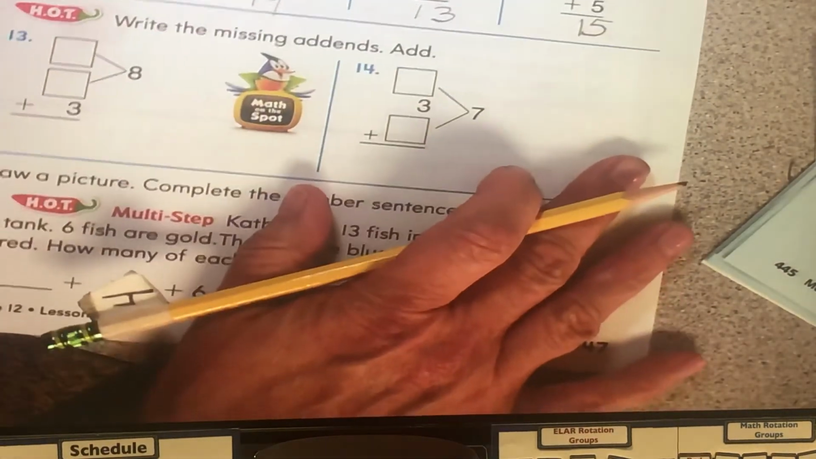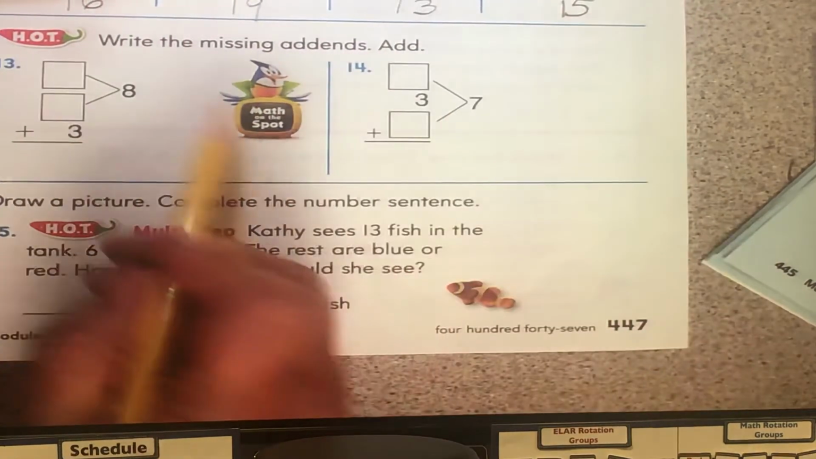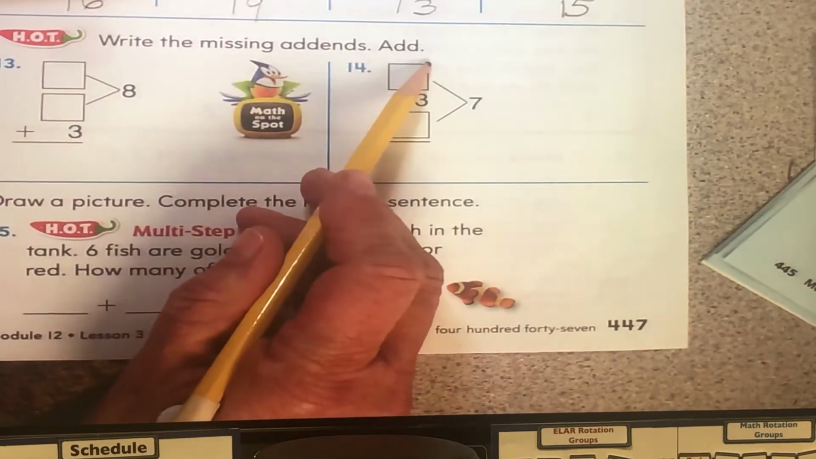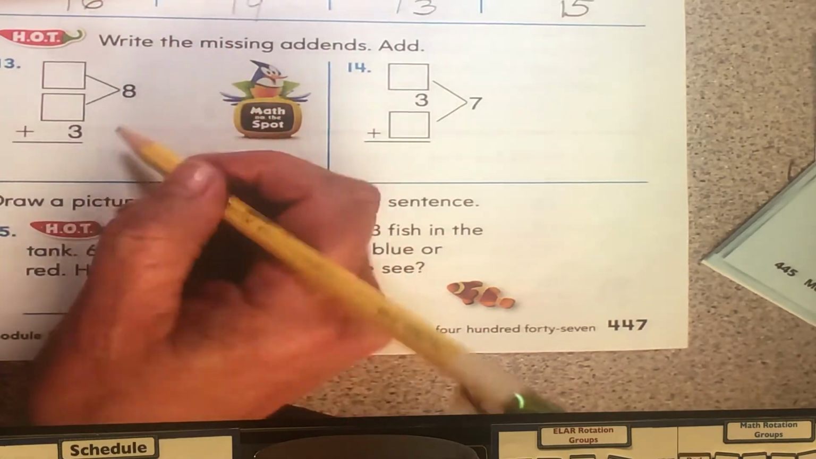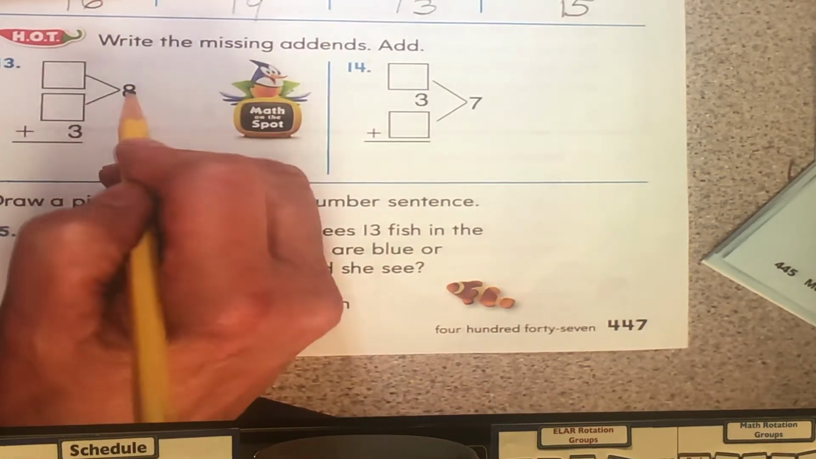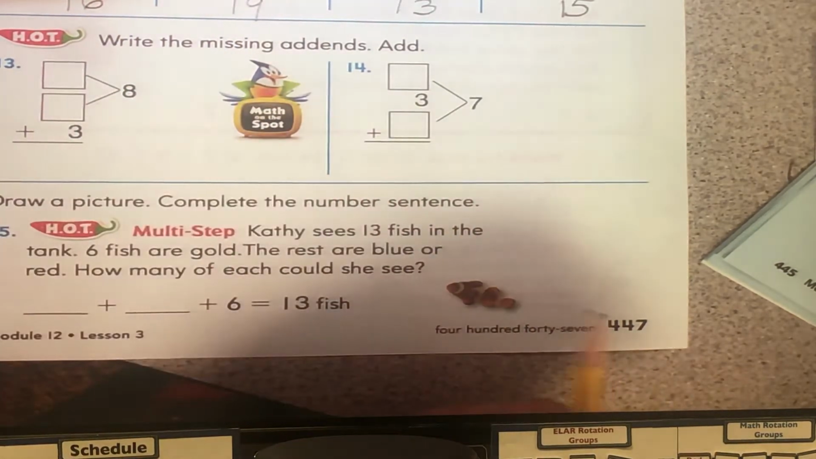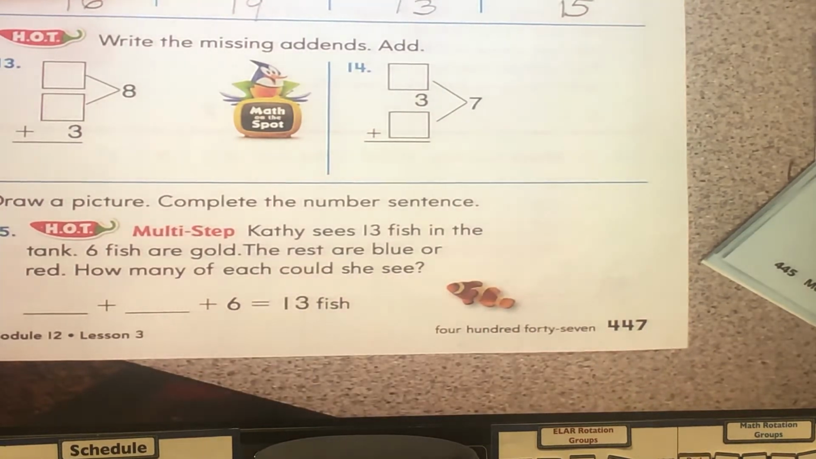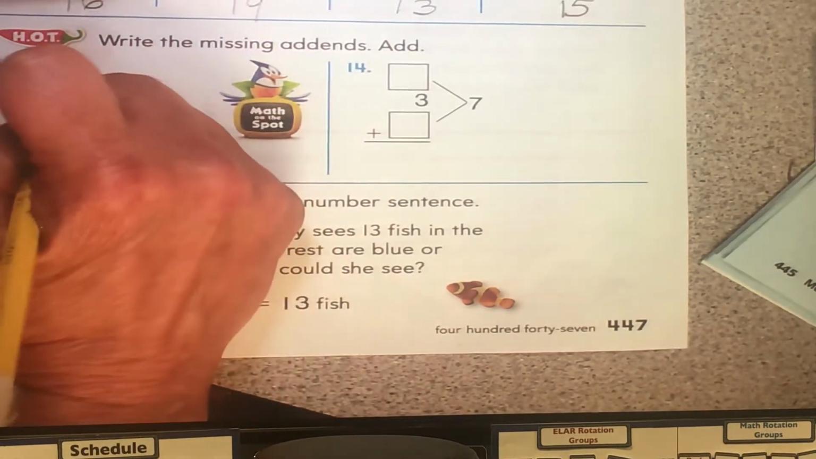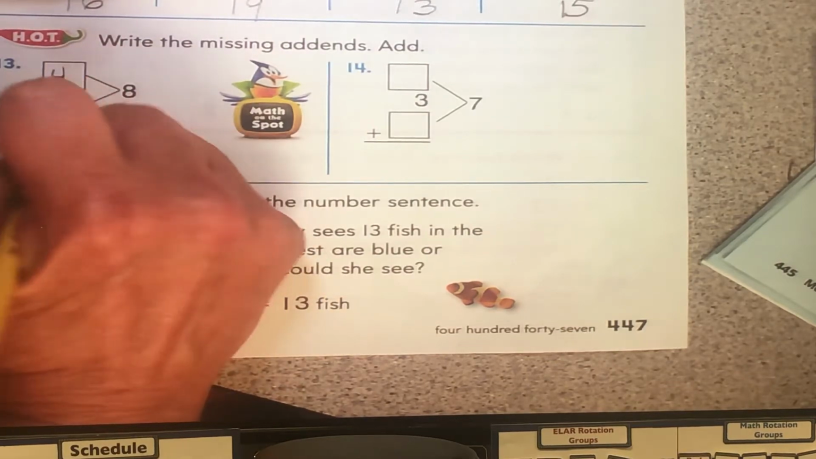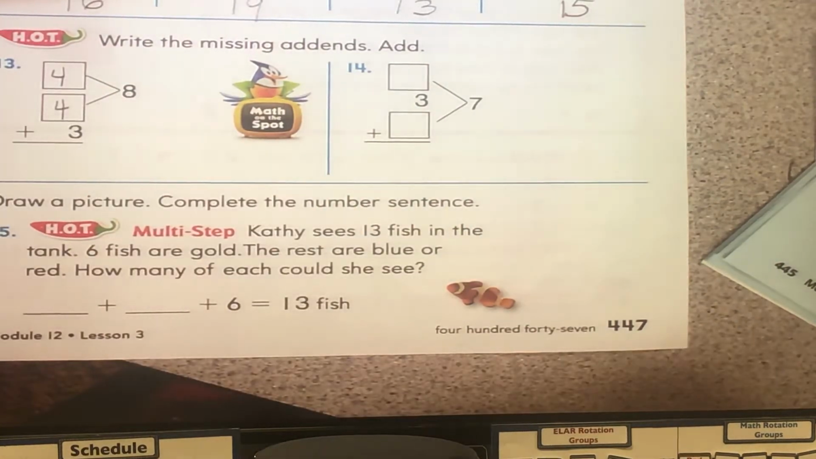Now for our hot problem. Write the missing addends and add. Well, let's see. It has to be something that equals 8. What have we been talking about a lot? Doubles. So what double equals 8? 4 plus 4. Could it be something else? What other things equal 8?